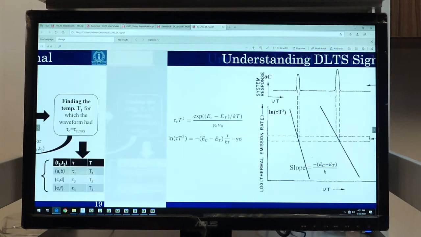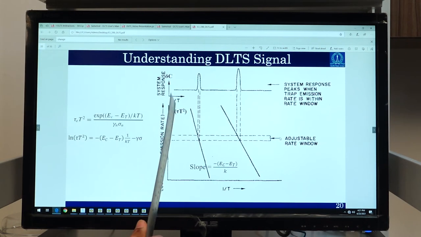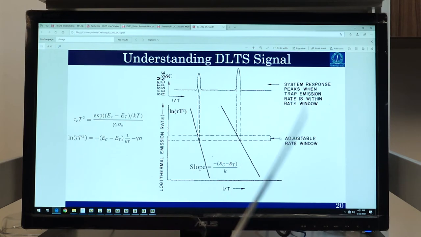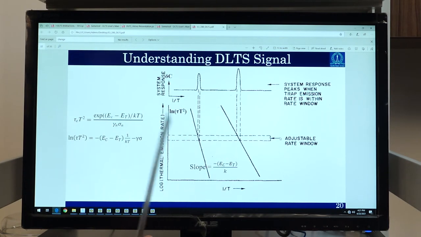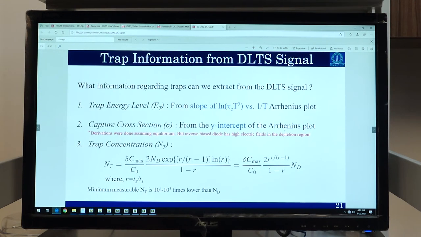The next step then would be to have a plot of natural log of tau T square versus 1 by T, which is an Arrhenius kind of plot, from the slope of which we can get the energy level of the trap. From the intercepts, we can also get capture cross section, and by the maximum change in capacitance at T equals to immediately after switching, subtract that with the steady state capacitance, you get the value of the number of trap states excited.